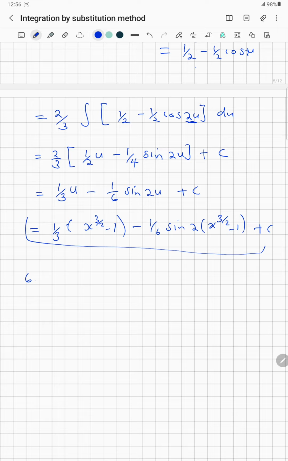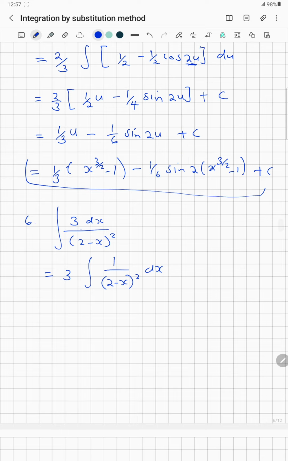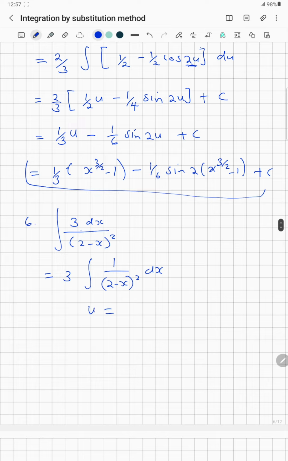So we have question 6. Question 6 is very simple, very simple. I don't have to do it, I'll just guide you. So this one will be integrate 1 over 2 minus x squared dx. Now you just take this substitution, 2 minus x, substitute that, you see what you are going to get.